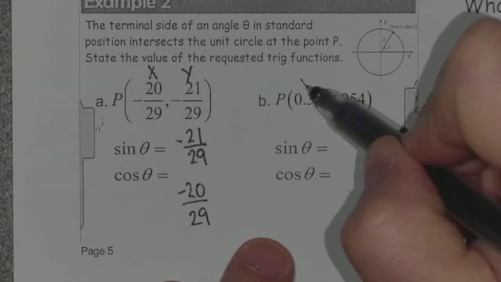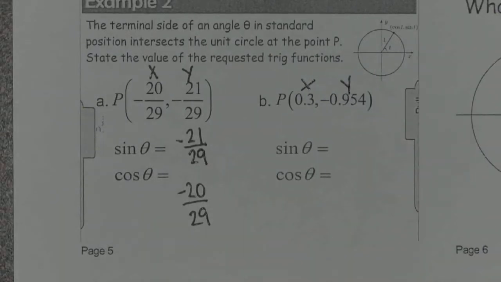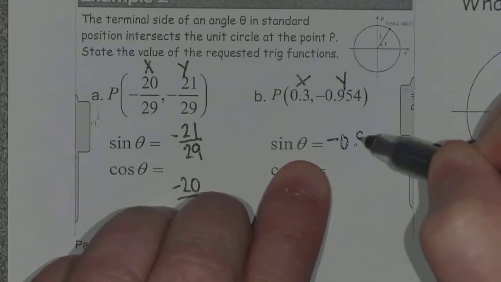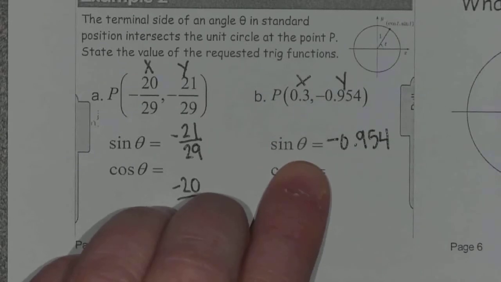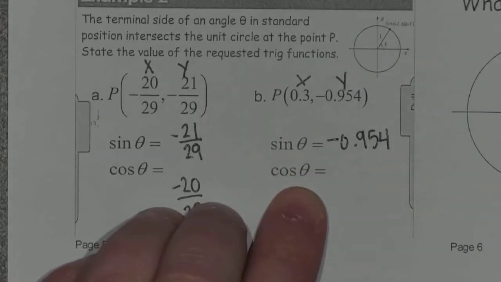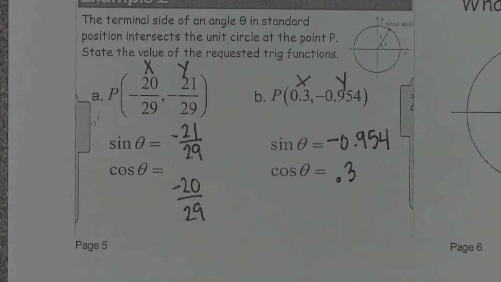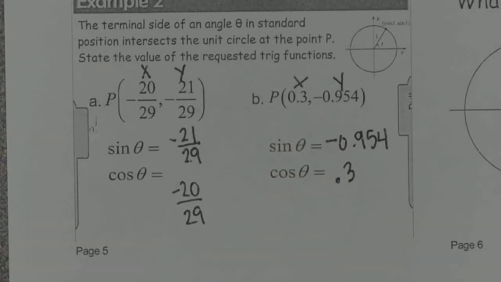So again, here's my ordered pair that my angle goes through in the unit circle. What's my sine value? The y value, right? The negative 0.9454. And the cosine? 0.3. Okay, so it doesn't matter if you draw the triangle or not. The x value is still the cosine and the y value is still the sine.